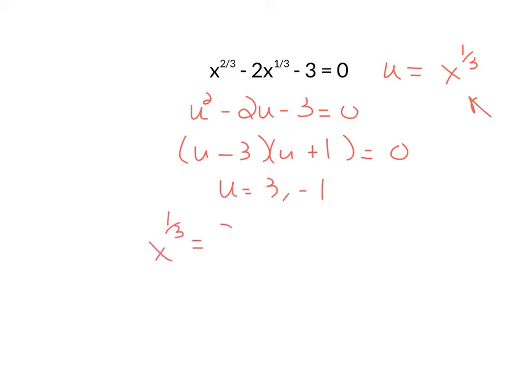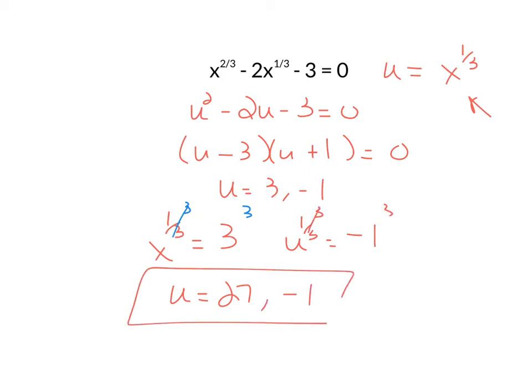x to the 1/3 is 3. x to the 1/3 is negative 1. Now the way you solve that is, remember, 1/3 power really means cube root. So what I'm going to do here is raise both sides to the reciprocal power. And over here, what's going to happen is they cancel. 3 cubed is 27. Same thing over here. If I raise it to the third power, over here it cancels. Negative 1 cubed is negative 1. And there's your two solutions. All right. Again, not bad at all. Same thing. The first step's different, and you've got to do one extra thing at the end. Other than that, it's just solving quadratics again.